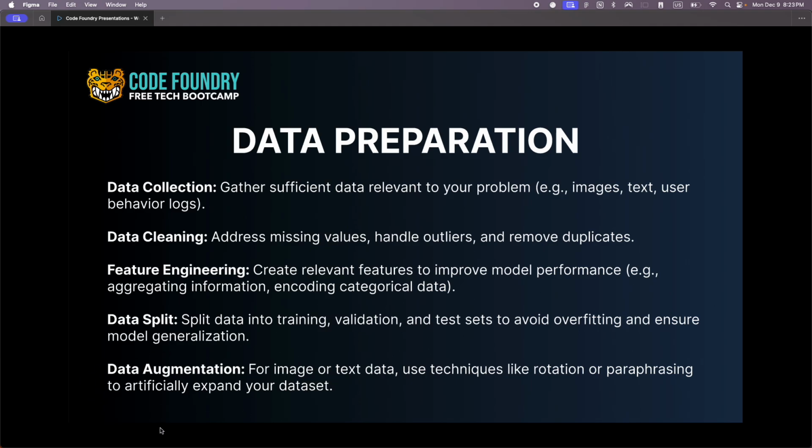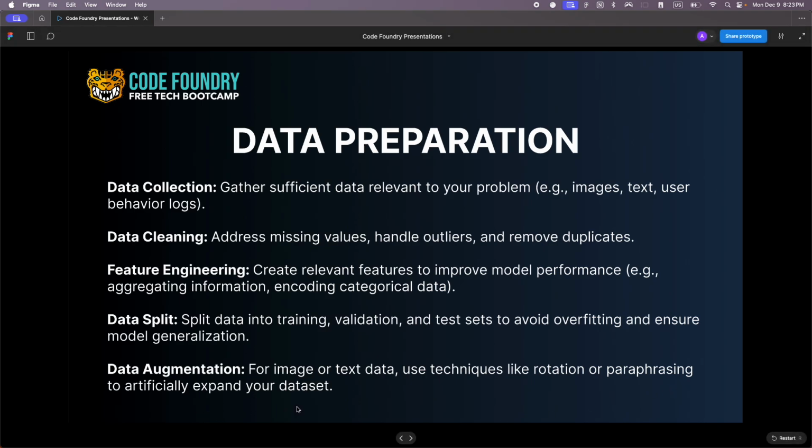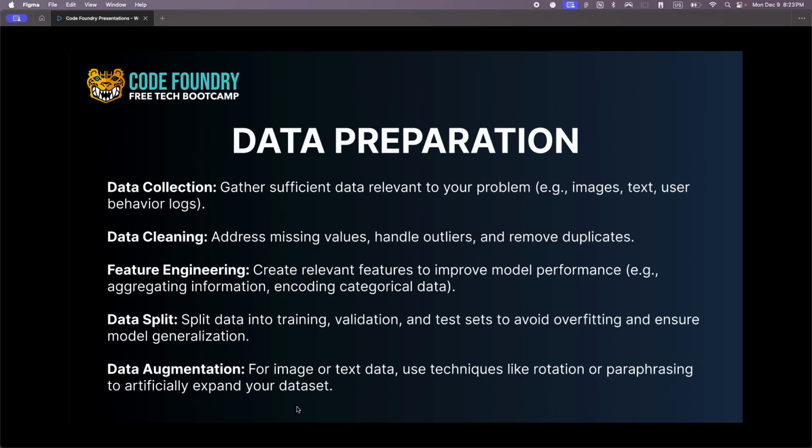Finally, data augmentation is where for image or text data, we use techniques like rotation or paraphrasing to artificially expand our data set by maybe removing some words or rotating our image, which makes a bunch of different data inputs of pretty much the same data.